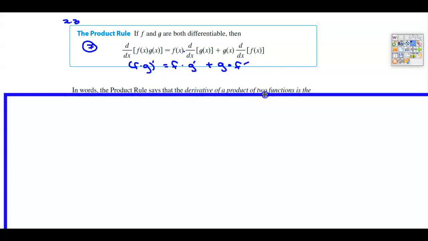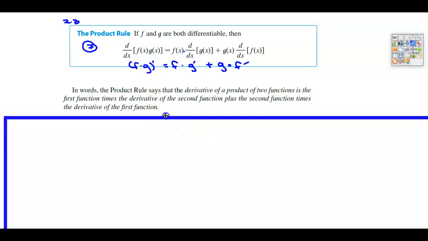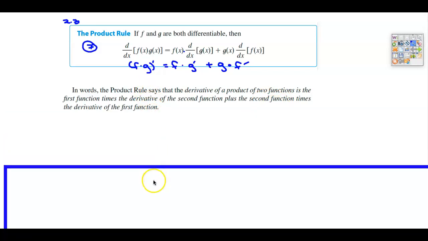And if you want that written out, the product rule says that the derivative of a product of two functions is the first function times the derivative of the second function plus the second function times the derivative of the first function. And all of this stems from that limit definition, which is quite taxing. We're stating the properties, and we'll get to that in a moment.